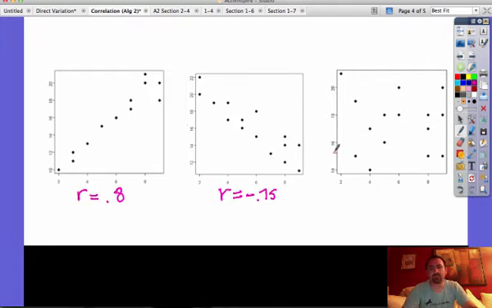This one, on the other hand, it's hard to tell if it's positive or negative. As a matter of fact, it's so scattered it might be close to 0. I'm going to pretend that maybe it's just barely positive. But you know what? At that point, it's just weak.